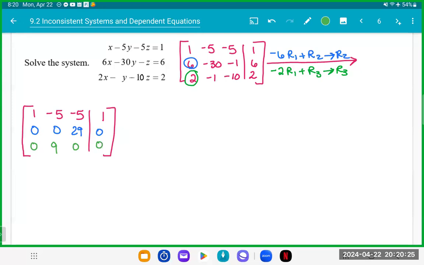So in this case, let's do a couple of things here.